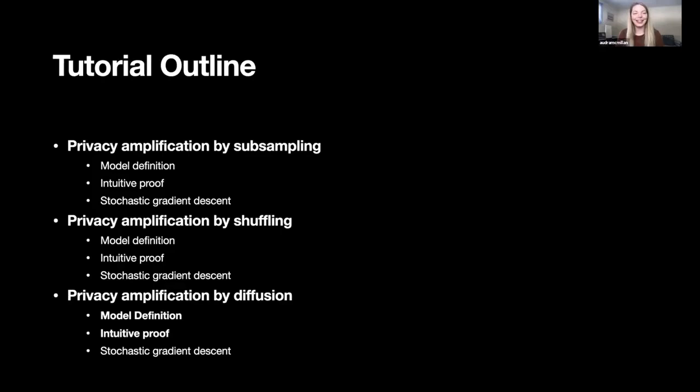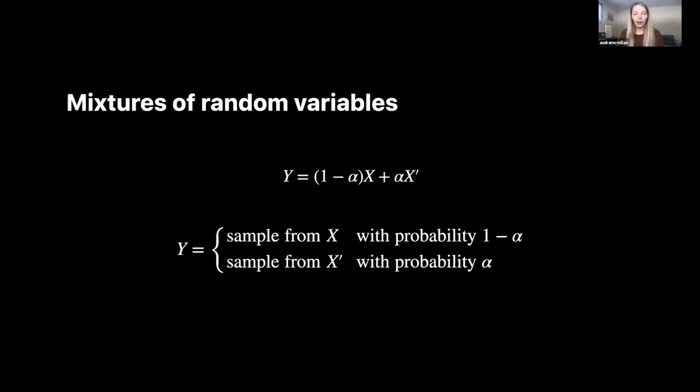That sounds great. Okay. All right, so we have 3 techniques: amplification by subsampling, amplification by shuffling, and amplification by diffusion or post-processing. Before I talk about any of those, I just want to establish one notational thing that I'm going to use a lot. So y, x, and x prime are random variables. And if I say that y is a convex combination of x and x prime, all that means is that y samples from x with probability 1 minus alpha and x prime with probability alpha.